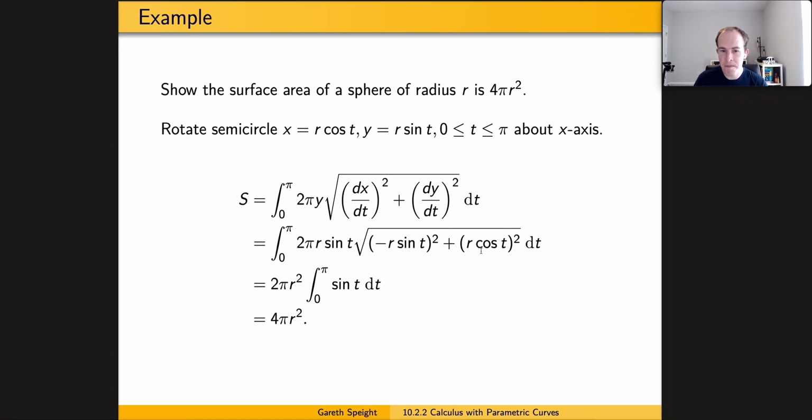We substitute everything in. So we have 2 pi r sine t. Here we can pull out the r squared, but it's inside a square root, so it's going to become r. So we get 2 pi r squared sine t. And then inside the square root, we have sine squared t plus cosine squared t, which is going to become 1. So we end up with 2 pi r squared sine t. We integrate the sine t, we get 2. So we get 4 pi r squared, which is exactly the right area that we know for the surface area of a sphere.